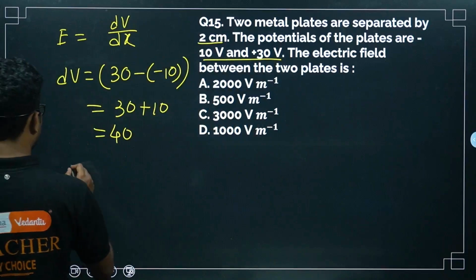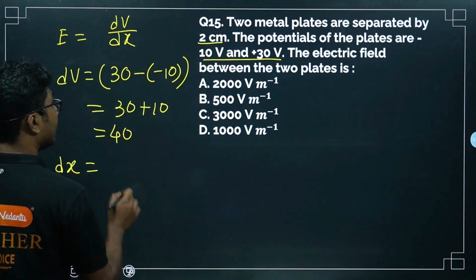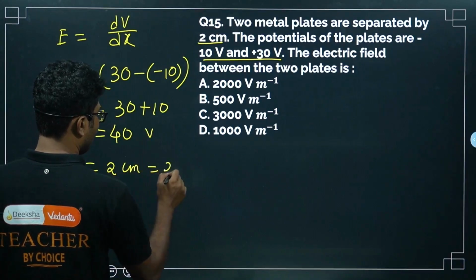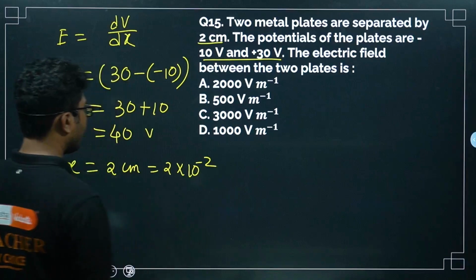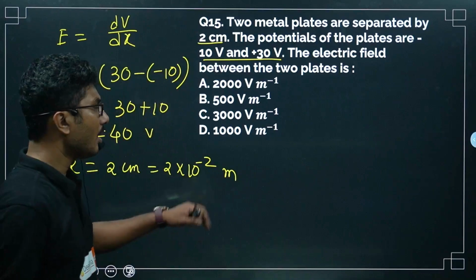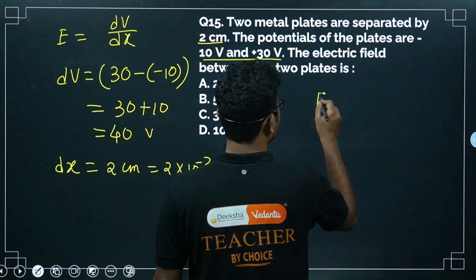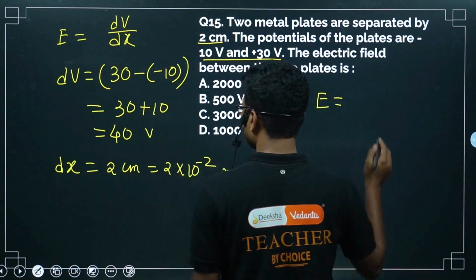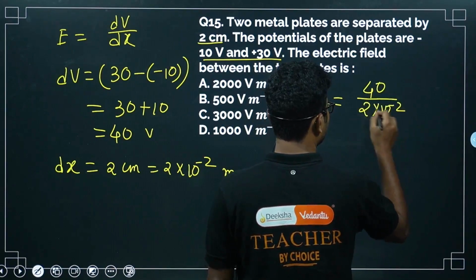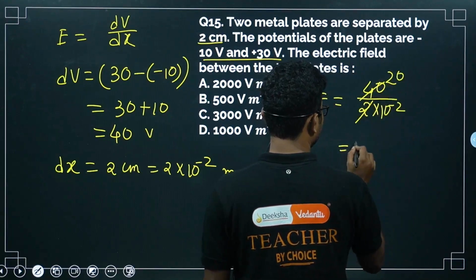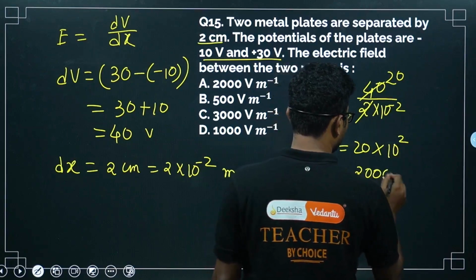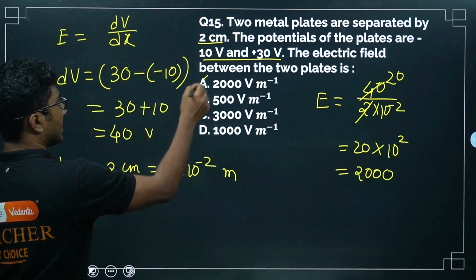Now, what is dx? dx is 2 centimeter, that is 2 times 10 to the power of minus 2. We know that whenever there is a centimeter, we have to use this factor to convert it into meters, instead of complicated calculation of decimals. We will simply use 10 to the power, because that is easy to understand. So 40 divided by 2 times 10 to the power of minus 2, that is 20 times 10 to the power of 2, that is 20 times 100, that is 2000. So 2000 is the correct answer.